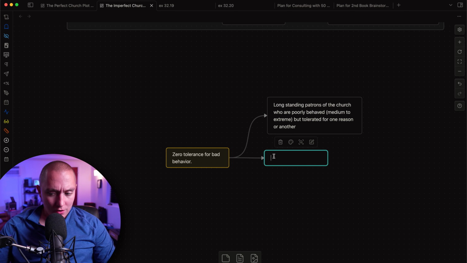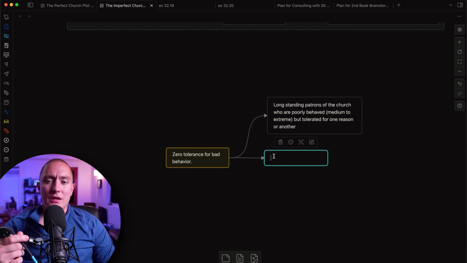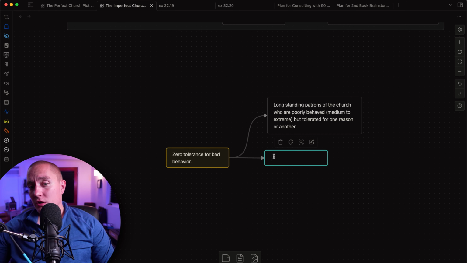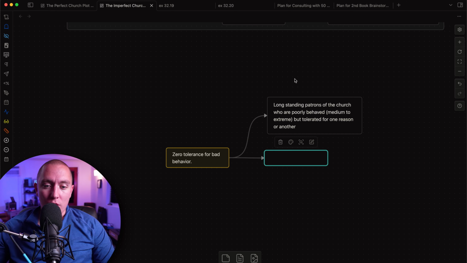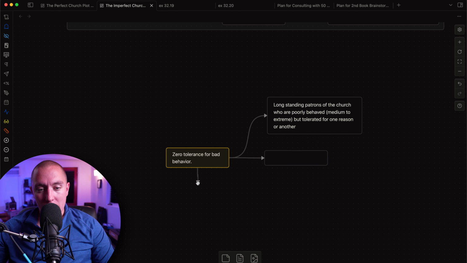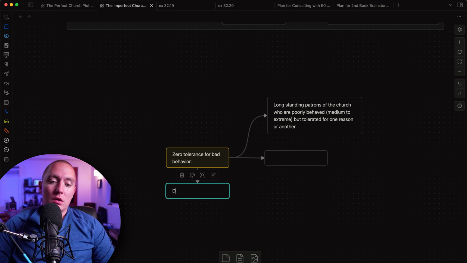As opposed, a church could have zero tolerance for bad behavior. So in those circumstances, to say, not that you're kicked out, that's not the point, and maybe we should start with that. It doesn't have to result in disfellowshipping someone.